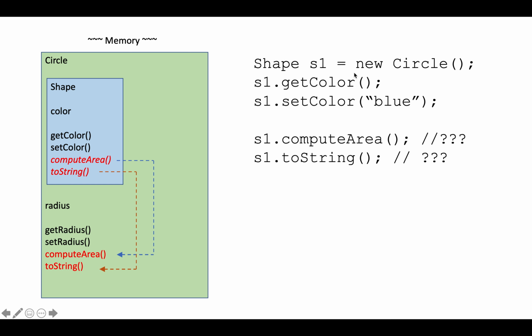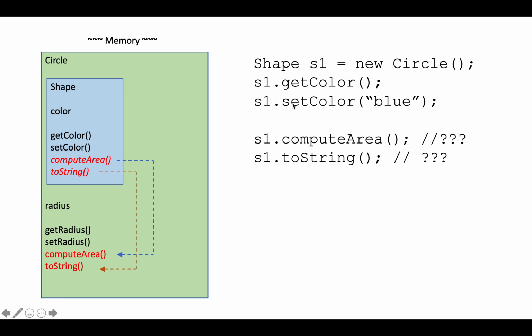So even though I have this whole circle in memory, okay, I've instantiated, when I did new Circle, that instantiated this big blob of memory that stores all of this stuff for a circle. I'm referring to that blob as a shape reference. So s1 is a reference to a shape. So s1 is only referring to this portion, the shape portion of this object. So what does that mean? Well, it means that I can execute statements like s1.getColor. I can do s1.setColor. Okay?